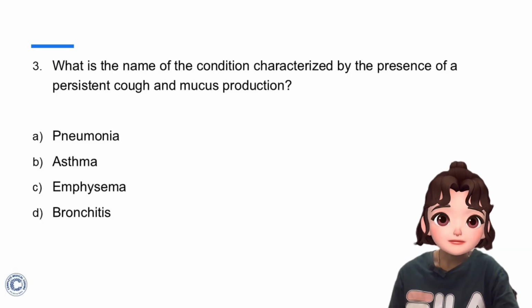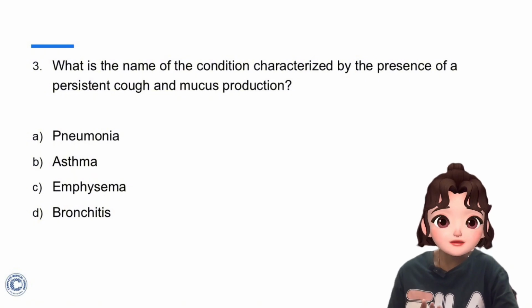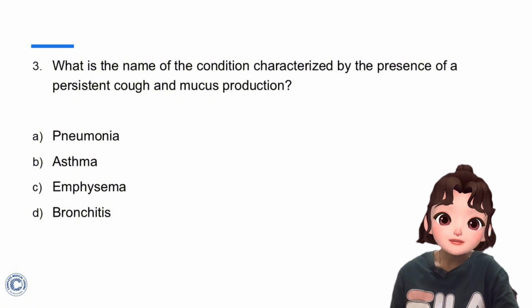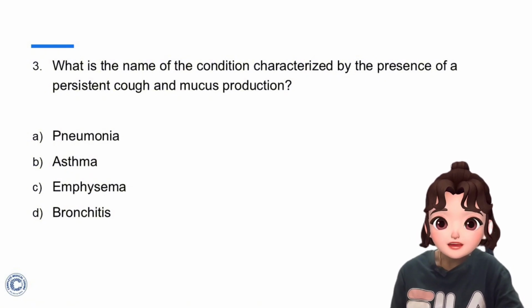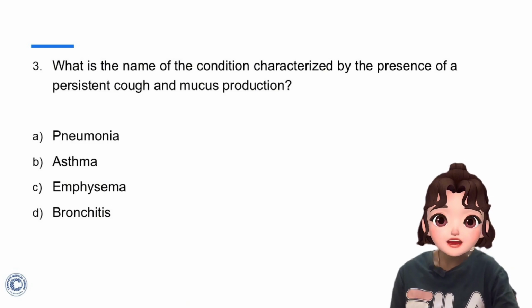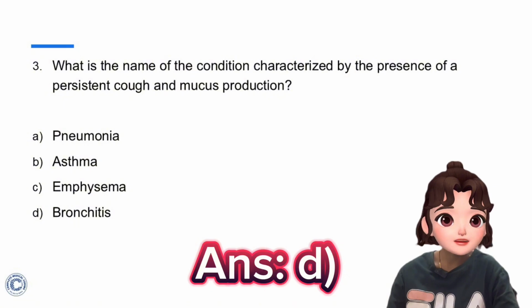Moving to the third question. What is the name of the condition characterized by the presence of a persistent cough and mucus production? Options. Option A, pneumonia. Option B, asthma. Option C, emphysema. And option D, bronchitis. So, persistent cough and mucus production, the answer is option D, bronchitis.